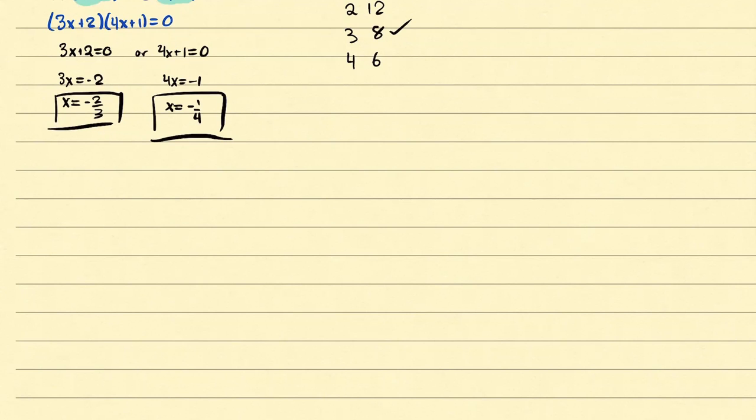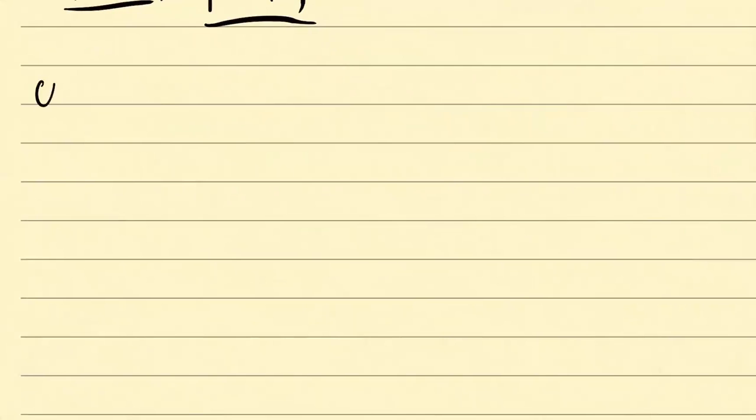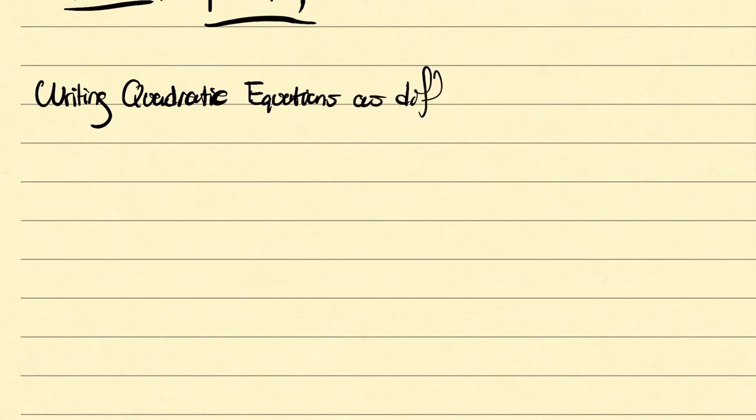Let's see, what is this called? It's called the perfect square. Where did I put that? Okay. So writing quadratic equations as differences of squares. Do you remember the difference of squares formula that we did when we were rationalizing denominators for fractions that had radicals in them?